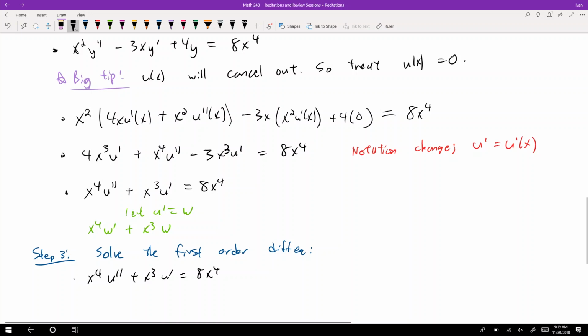So what we need to do is make the term in front of u double prime 1. And to do that, we're going to divide the entire thing by x to the fourth. So we divide that top equation by x to the fourth, and we get u double prime plus 1 over x u prime is equal to 8.